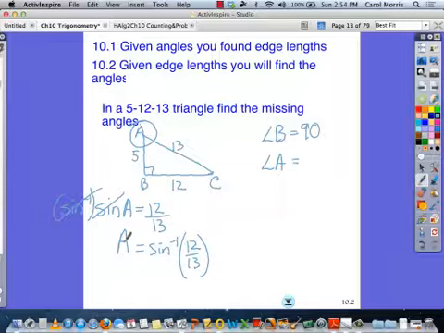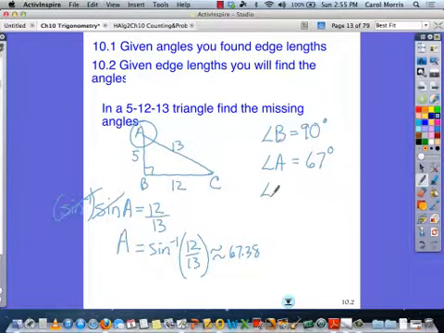So we are now in degree mode, and we would do exactly what it says. So we would do second sine, and we put our 12 divided by 13 in parentheses. We close our parentheses, we hit equals, and it's telling us that it's approximately a 67.38-ish, but we're going to go for whole numbers right now, and we'll tell you otherwise. So we'll go with 67 degrees is our angle measure for angle A.